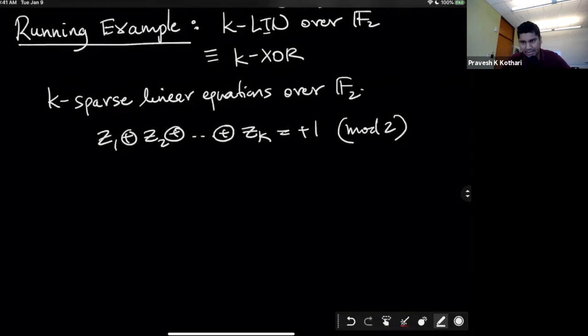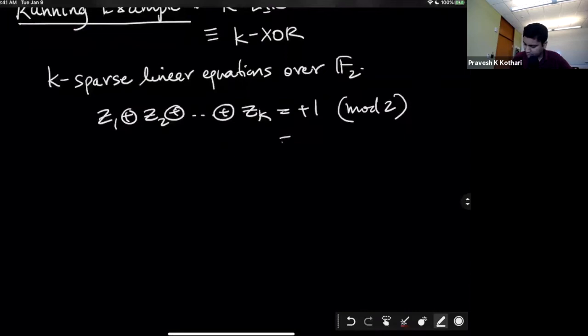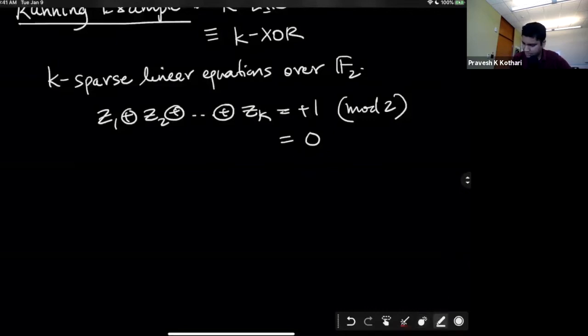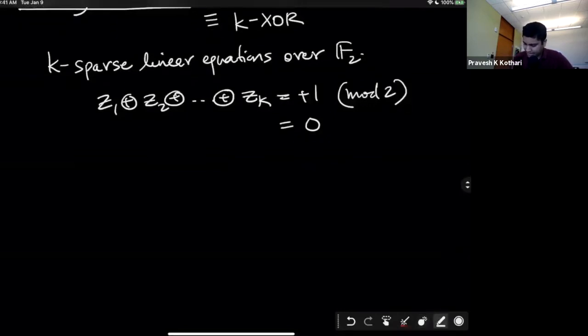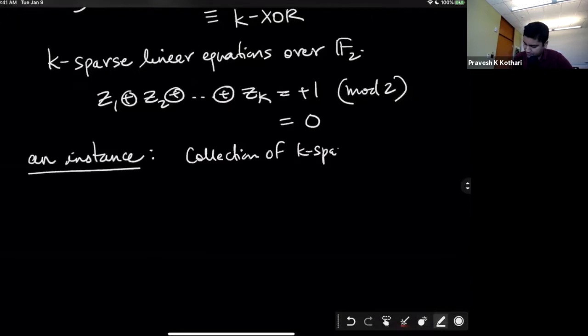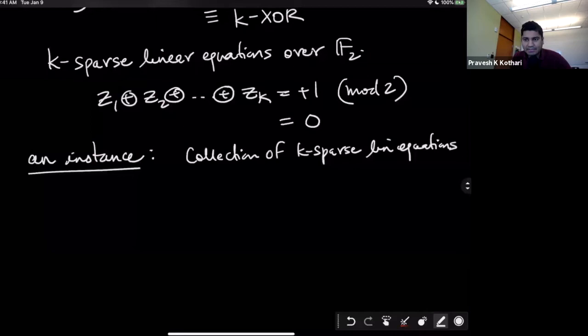And that's the kind of object we work with today. The right-hand side can be 1 or also 0, of course. Those are the two values. And, as I said, this is addition modulo 2. Very good. So an instance of this problem is just a collection of k-sparse linear equations. And, as usual, our goal is going to be to find an assignment to the variables of the equations so that as many constraints as possible are satisfied.